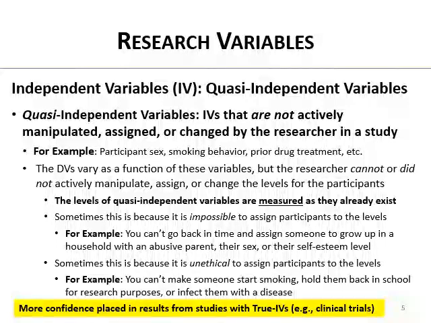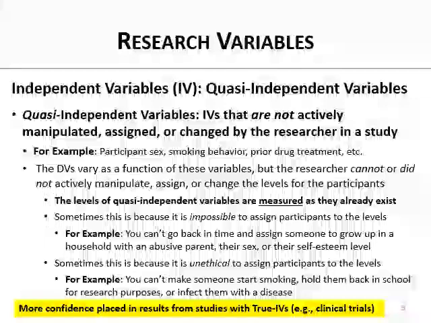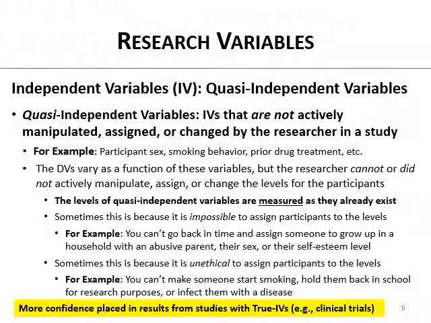So we tend to place more confidence in studies that had true independent variables, like clinical trials, which are sort of the gold standard in epidemiology for drug trials, for example. They randomly assign folks to the levels of drug in large numbers, and they follow them up. And we place a lot of confidence in those results because of things you'll learn about in the course about true experiments and their control for confounding.